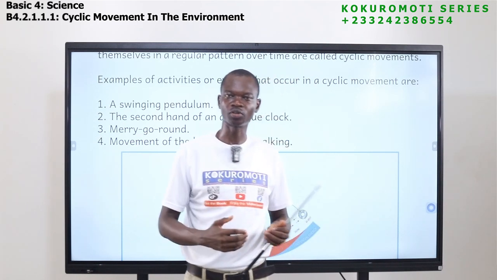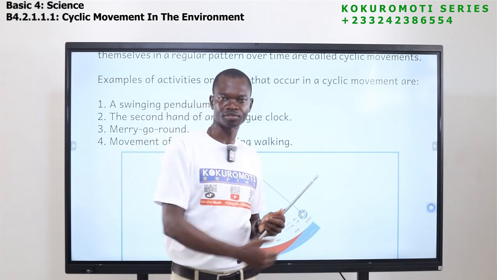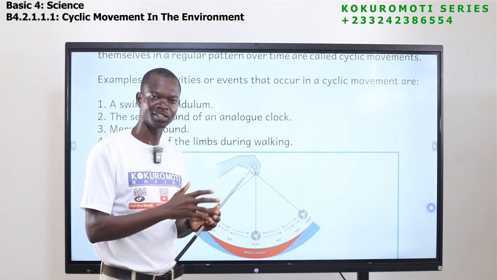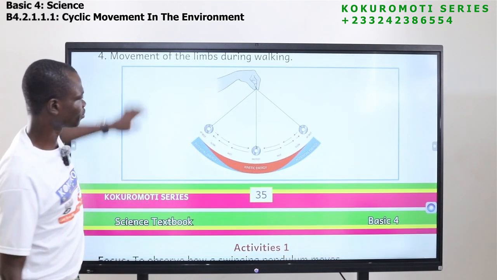And this is what we call cyclic movement, because it repeats itself over a period of time in the same manner, in the same way. So here we have a swinging pendulum. This is a swinging pendulum.